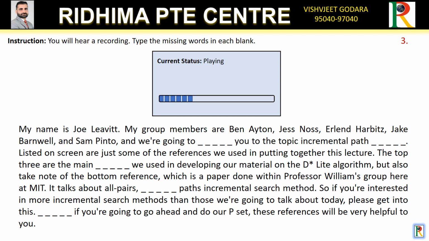Listed on the screen now are just some of the references we used in putting together this lecture. The top three are the main references we used in developing our material on the D-star light algorithm. But also take note of the bottom reference, which is a paper done within Professor Williams' group here at MIT that talks about all pairs, shortest paths, incremental search method.